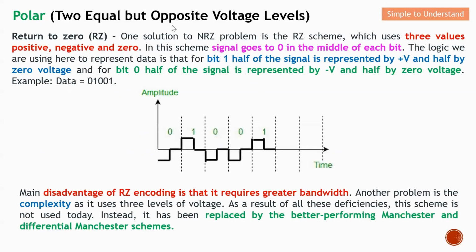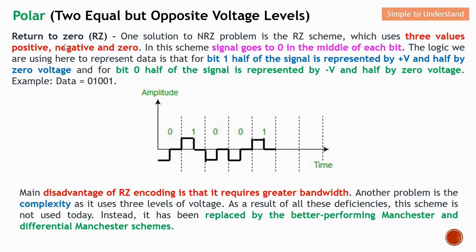Coming to the example of return to zero. One solution of this non-return to zero issue, which is the time synchronization, is this return to zero scheme here. Basically, for this return to zero scheme, they actually have three values: the positive value here, the zero value here, and the negative value here. So basically, this is what I want to illustrate. Okay, so in this scheme, the signal goes to zero in the middle of each bit, regardless whether it's a message 1 or 0. They will just go back to zero in the middle of each bit.